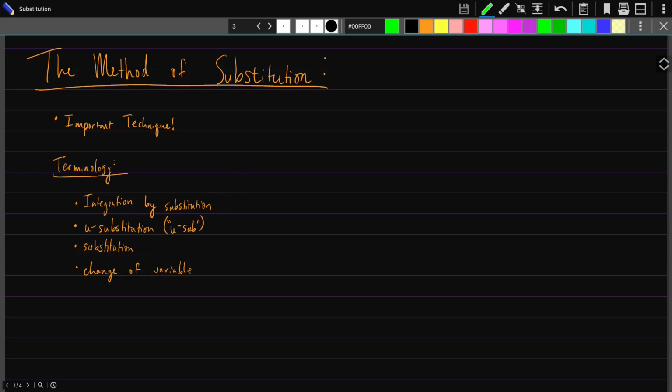One would be integration by substitution. One would be u-substitution, or u-sub for short. The third would be just substitution for short. And the fourth would be change of variable, or change of variables, or the method of change of variables, something like that. So these all mean the same thing, just different words that people use for this fundamental technique.